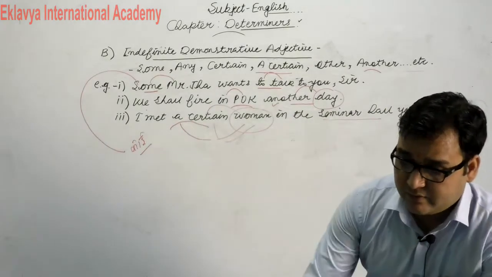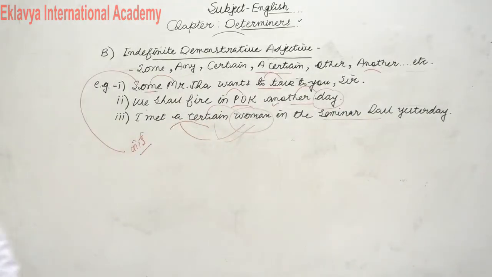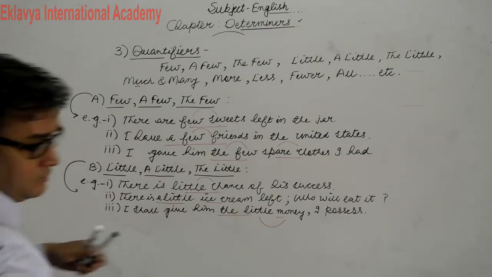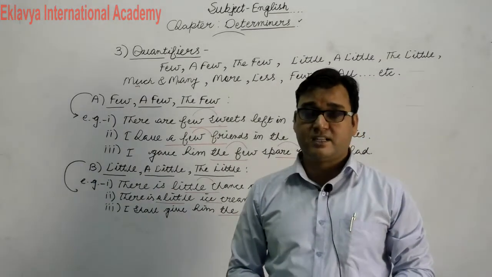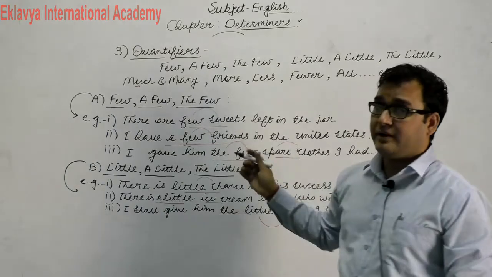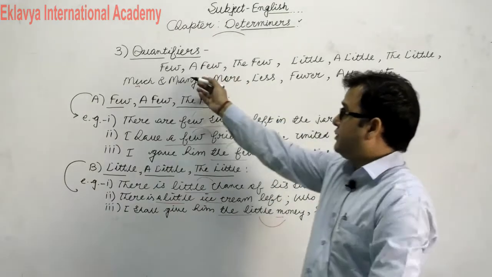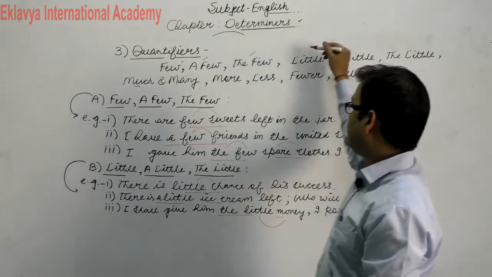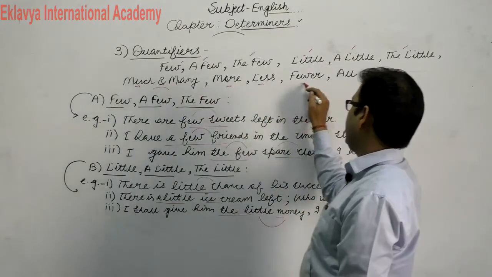Okay, let's have the next point, students. The point number 2 is about your quantifiers. So students, let's have your point number 3 of your determiners as per the classification. I mentioned everything just to save your time here. Quantifiers: point number 3 speaks about quantifiers, those determiners that speak about quantity. So few, a few, the few, little, a little, the little, much and many, more, less, fewer, all, etc.